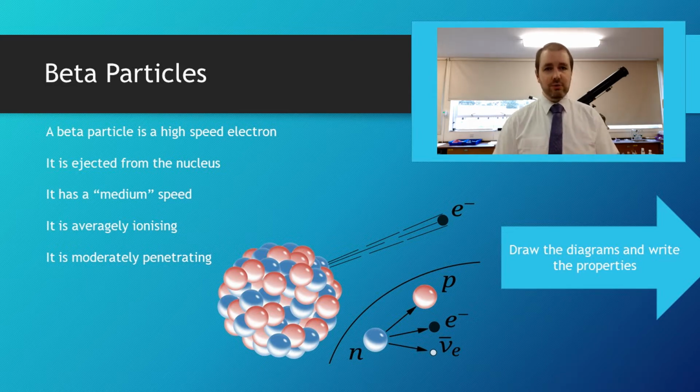It's going to reach you from a source that is relatively close by. What it does to you though, you'd need quite a high intensity of beam to get that going, but it will eventually reach you. So stop the video, draw the diagrams and write down the properties of the beta particle, and we'll go from there.